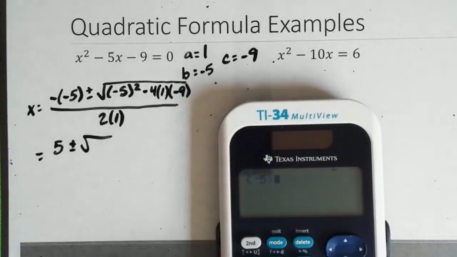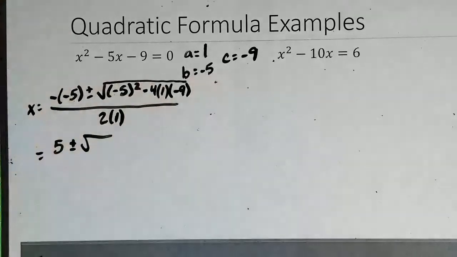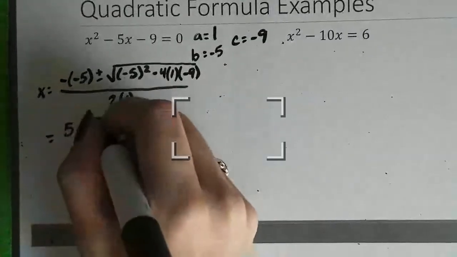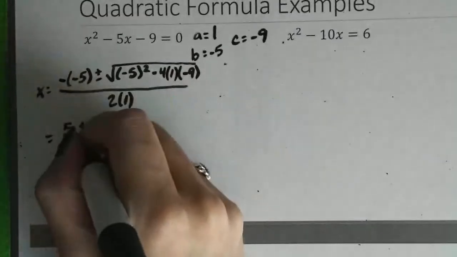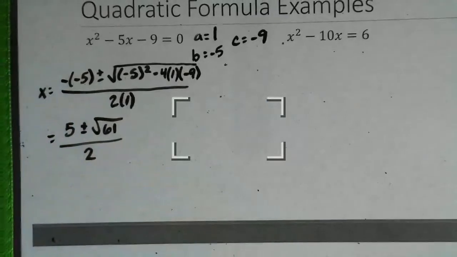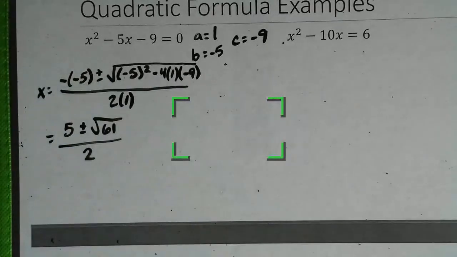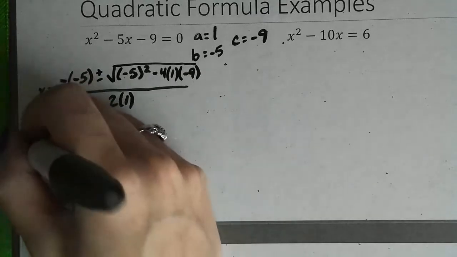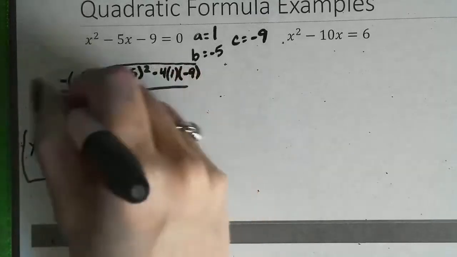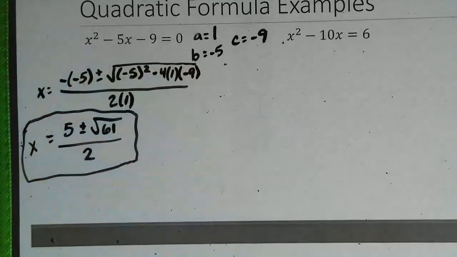So I have -5 squared minus 4 times 1 times -9. So I have a 61 under that square root, all over 2 times 1, which is just 2. The square root of 61 doesn't simplify at all, so I'm actually at my final answer. X is equal to 5 plus or minus the square root of 61 all over 2.